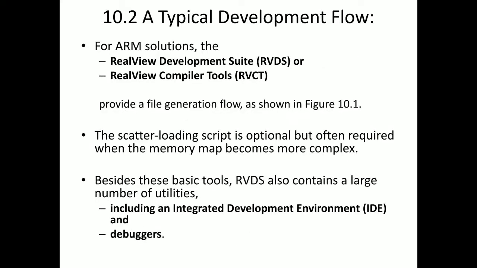The ARM solutions include the RealView Development Suite, RVDS, or the RealView Compiler Tools, RVCT. Whatever ARM tool we get, it should include these to develop our Cortex M3 application. This provides a file generation flow, which will be depicted in figure 10.1. We'll try to construct figure 10.1 stepwise. The scatter loading script is optional but often required when the memory map becomes more complex.